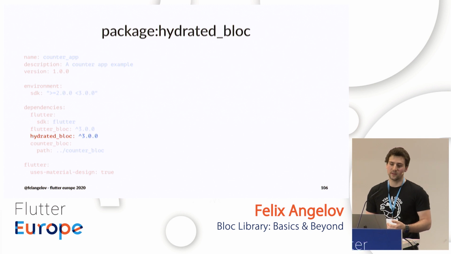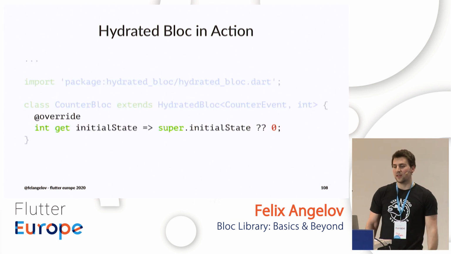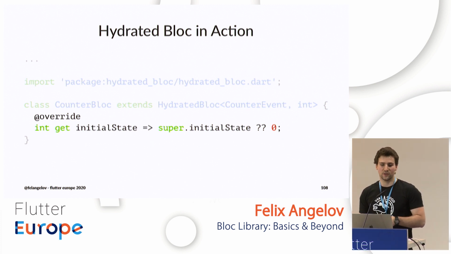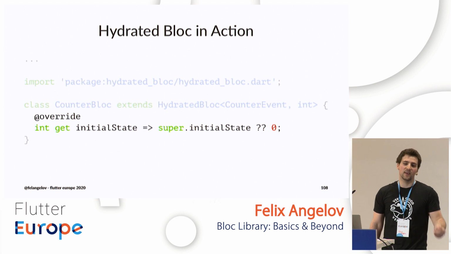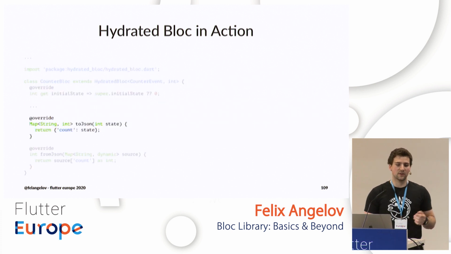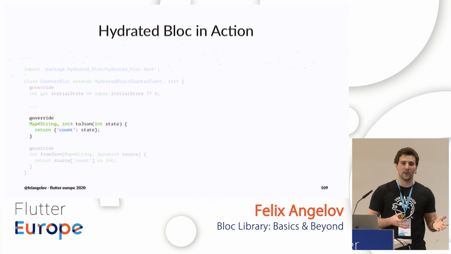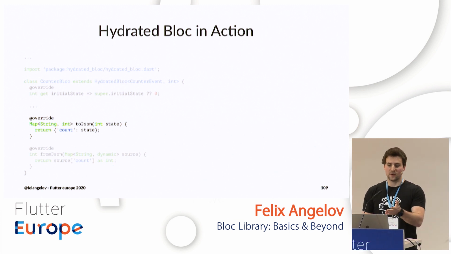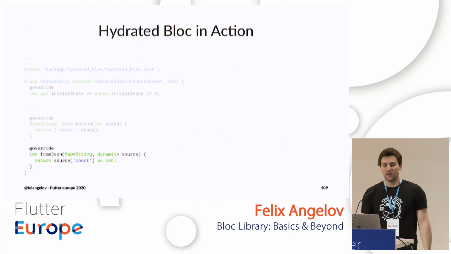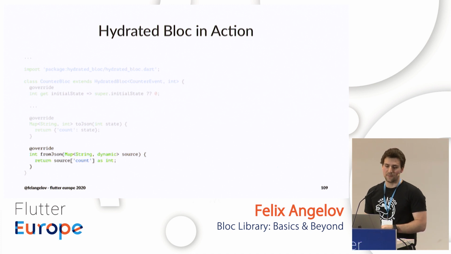We can throw that into our dependencies. Now instead of extending Bloc, we'll extend HydratedBloc. It has the exact same input and output, counter events to integers. Instead of just returning 0 for our initial state, we can return the hydrated initial state if it exists, and if it's null, then default to our old initial state, 0 in this case. Lastly, there are some overrides, toJson and fromJson. We need a way to take our state and convert it to a map, and vice versa. In this case, we'll take our state, which is an integer, and return a map with the key count and the value of the counter. Conversely, in fromJson, we'll take that map and return the integer from it.